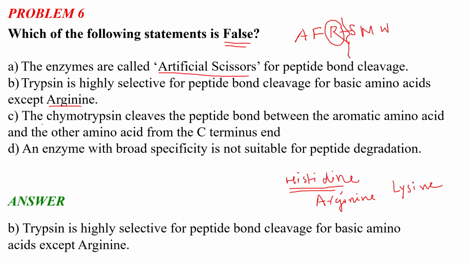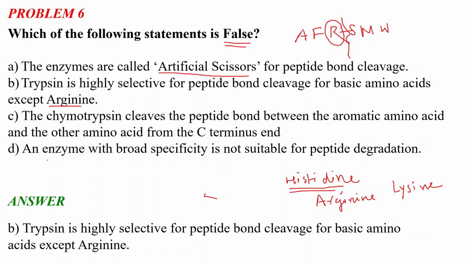Now option C says that chymotrypsin cleaves the peptide bond between an aromatic amino acid and another amino acid on the C-terminus side. So it is true, because if you see the structure of the chymotrypsin enzyme, it has a hydrophobic pocket which interacts through hydrophobic interaction with the aromatic amino acids and cleaves the peptide chain at aromatic amino acids.